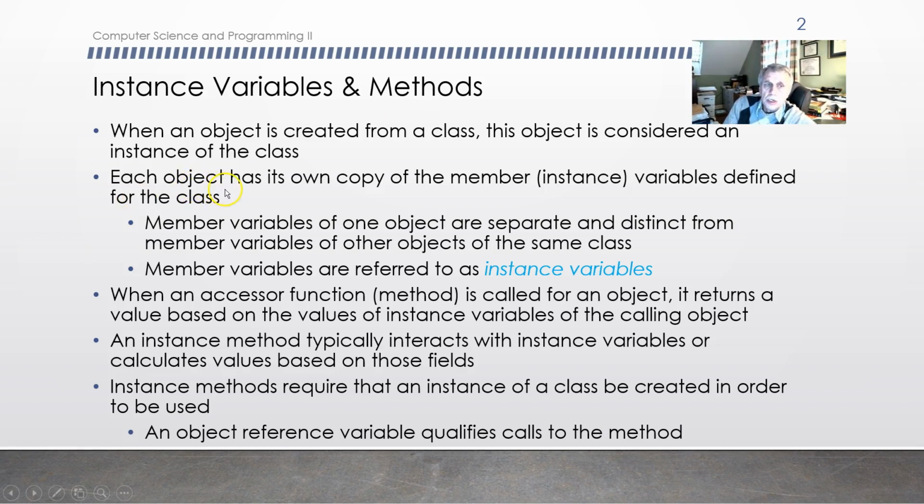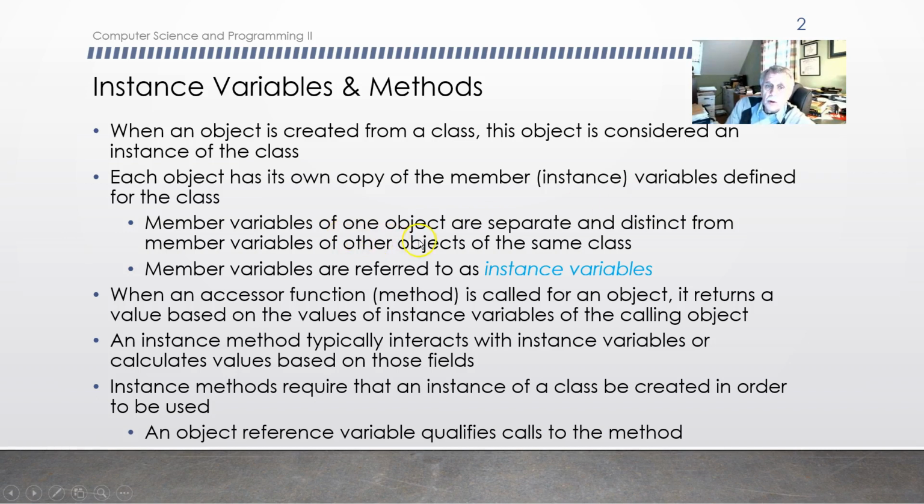So each object, when it's instantiated, has its own copy of the member variables, or what we call the instance variables. So that means that if we define a class and the class says, hey, you have an x, which is an integer, and you have a y, which is an integer, and these are two instance variables, then if we declare an object which is an instance of that class, that object gets its own x and y. If we then instantiate another object from the same class, that object gets its own x and y, distinct from the x and y variables that exist for the first object. So that's why they're called instance variables.